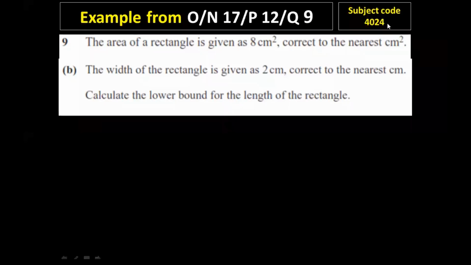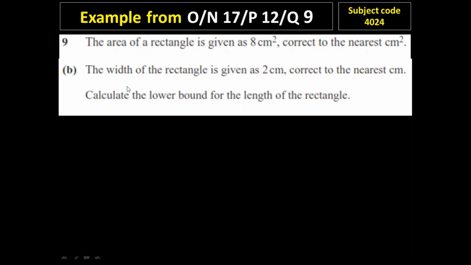Now, part B. Question number 9, part B. The area of a rectangle is given as 8 centimeters square, correct to the nearest centimeter square. The width of the rectangle is given as 2 centimeters, correct to the nearest centimeter. Calculate the lower bound for the length of the rectangle. The width is given here and the area of the rectangle is 8 centimeters square.